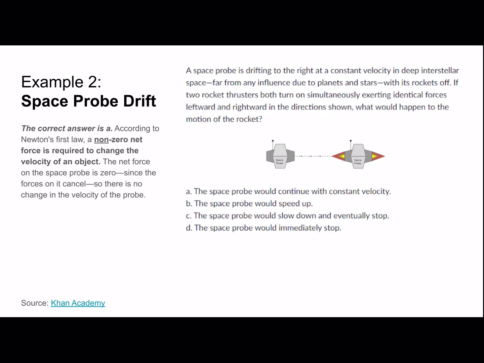non-zero net force is required to change the velocity of an object. So we had initially no forces acting upon the space probe. Then at the exact same time, we had the same exact magnitude of forces being exerted in the opposite directions. So those leftward and rightward thrusters are completely canceling each other out. Now, it doesn't mean that the space probe is not moving. Things can still be moving if the net force equals 0. It would just be moving at a constant velocity.